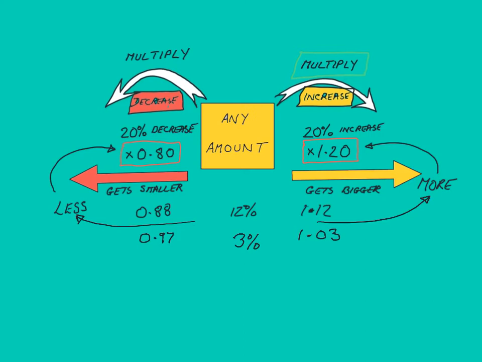And if we wanted to take a really big number, let's say we wanted to do a 63% change, then we would do 1.63 if we wanted to increase by 63%, and we would do 0.37 if we wanted to decrease by 63%, and end up with a number smaller than we started with.